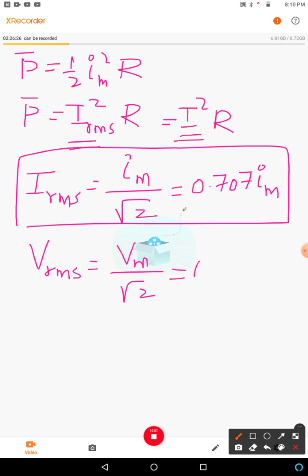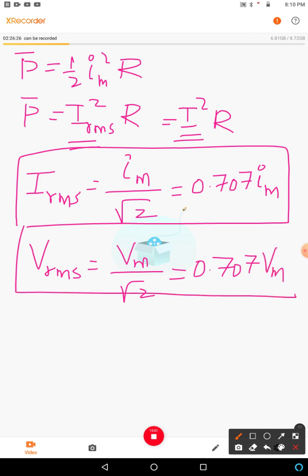This can also be written as 0.707 Vm. This IRMS is also called the effective voltage. So what is the voltage that is supplied to your home? The voltage that comes to your home is 220 volt. This 220 volt is VRMS.